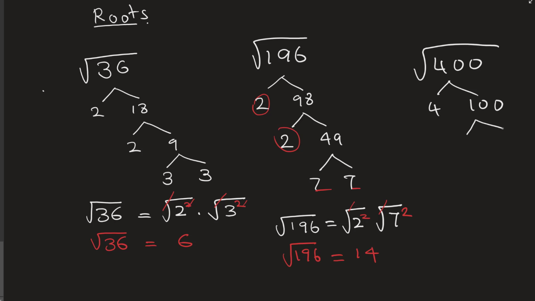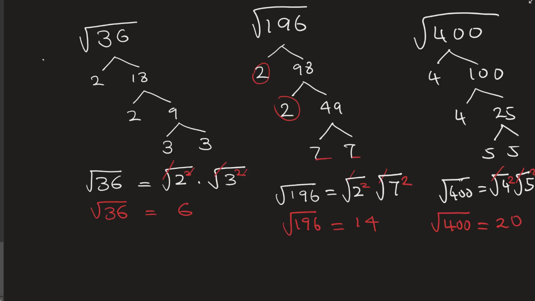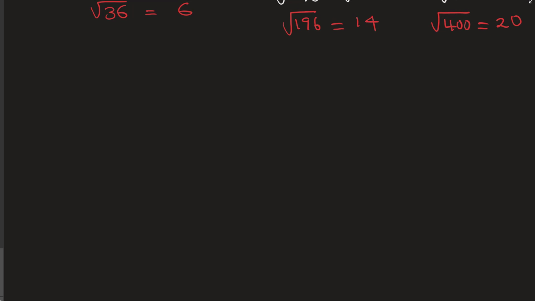And look at 400. This is much easier. So it's 4 times 100, then 100 is 4 times 25, and 25 is 5 times 5. We can write the root of 400 as the root of 2 squared and the root of 2 squared and 5 squared, and the squares and roots cancel out. So the root of 400 is actually 20, right? So that's how we want to work with them.